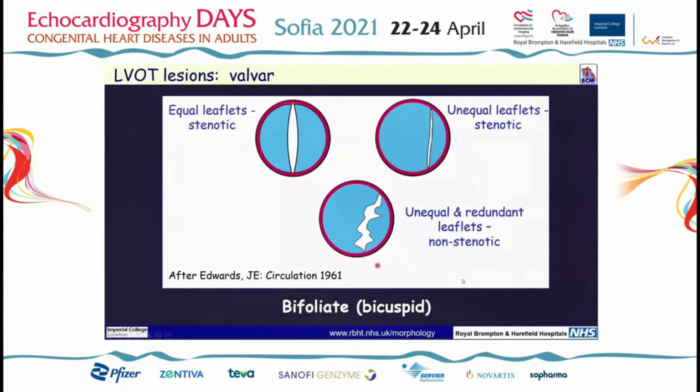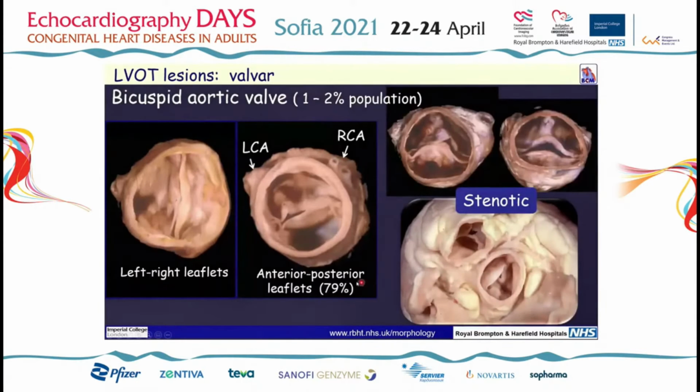Coming to the bifoliate or bicuspid aortic valve, this diagram way back in 1961 by Edwards shows you quite nicely that unequal sizes of the leaflets tend to be stenotic, and usually equal sizes can also give you stenosis. The unequal and redundant were deemed to be non-stenotic. So, some examples of bicuspid aortic valve.